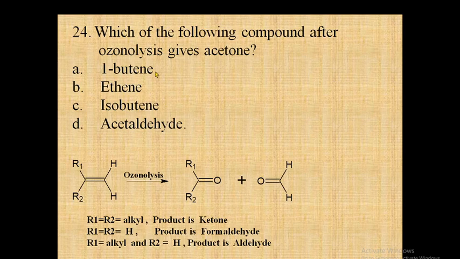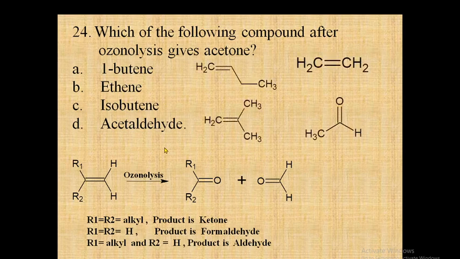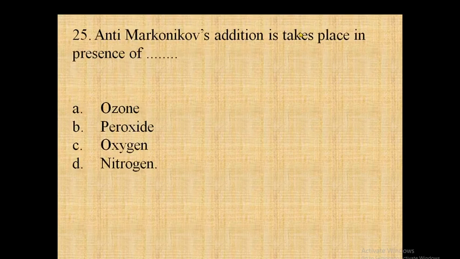So let's see the structure of these four compounds. We have to find the olefinic carbon to which two alkyl groups are attached. In this one, both methyl groups are attached to the olefinic carbon, and definitely this will give you acetone as a product. Therefore, isobutene is the correct answer. Anti-Markovnikov's addition takes place in presence of what? Ozone, peroxide, oxygen, or nitrogen. We have already seen it. It's peroxide.